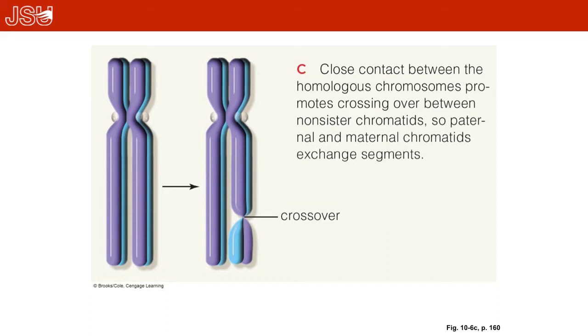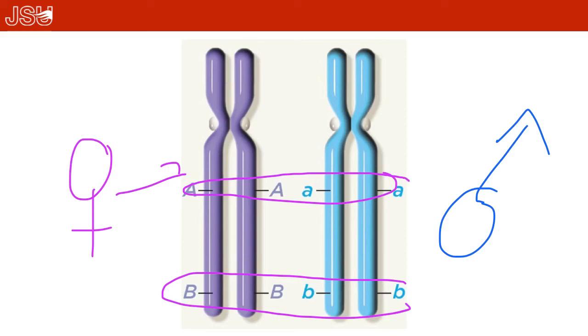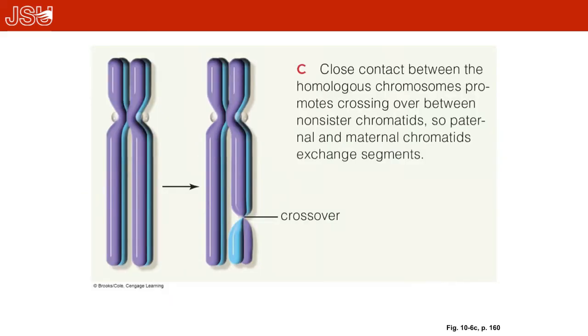Okay, so let's go back to that last picture. Here we had A, B, A, B, A, B, B. Okay, so here we have A. That's right. A. And on the blue one we have again.